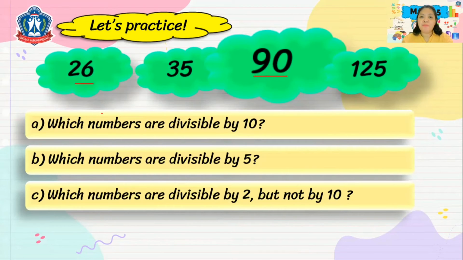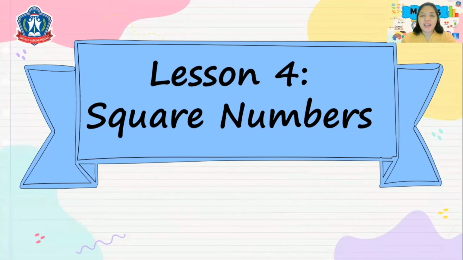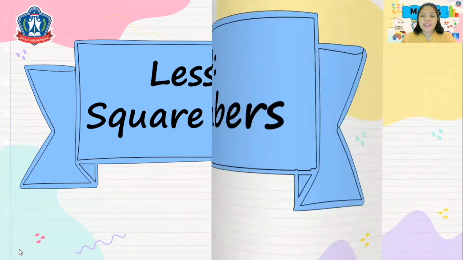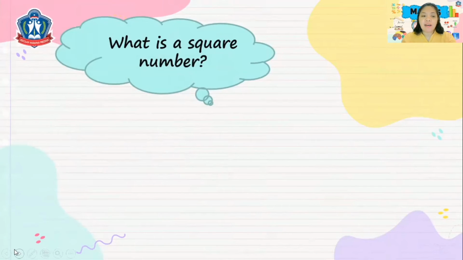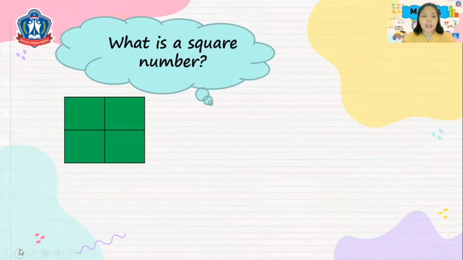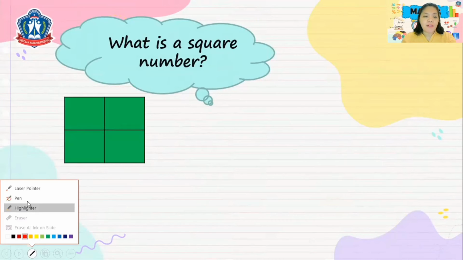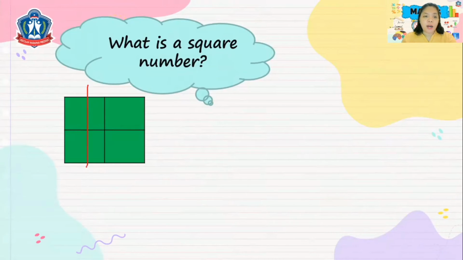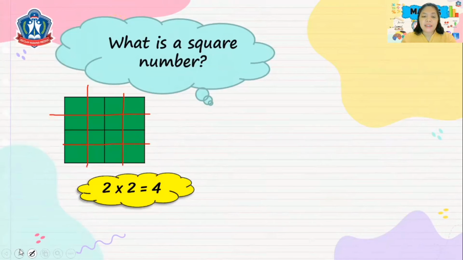Okay, children, let's move on. Let's go to lesson 4, square numbers. What is a square number? Let's have this example. We have here 4 squares. We have 2 columns, 1, 2, and we also have 2 rows, 1, 2. So if we multiply the number of rows and the number of columns, we have 2 times 2, and this is equal to 4. So there are 4 squares.